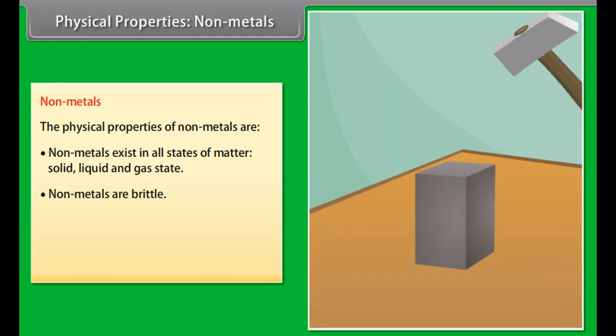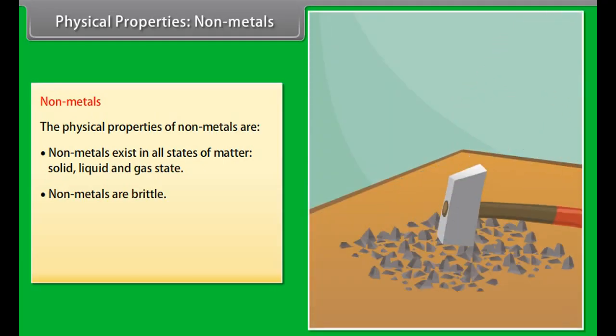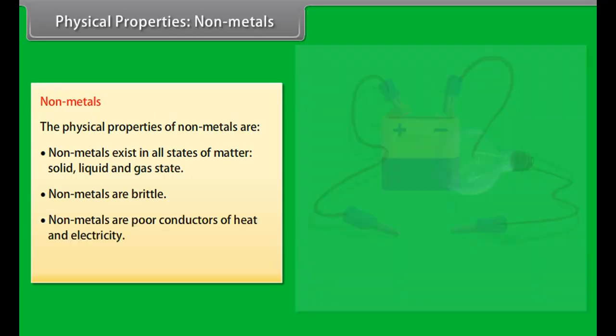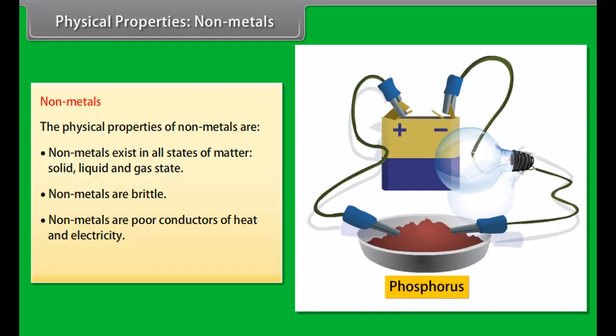Non-malleable and non-ductile. Non-metals are brittle and cannot be rolled into wires or beaten into sheets. Poor conductors of heat and electricity. Non-metals are poor conductors of heat and electricity. Graphite, carbon, is an exception as it is a good conductor of electricity and is used in making electrodes.